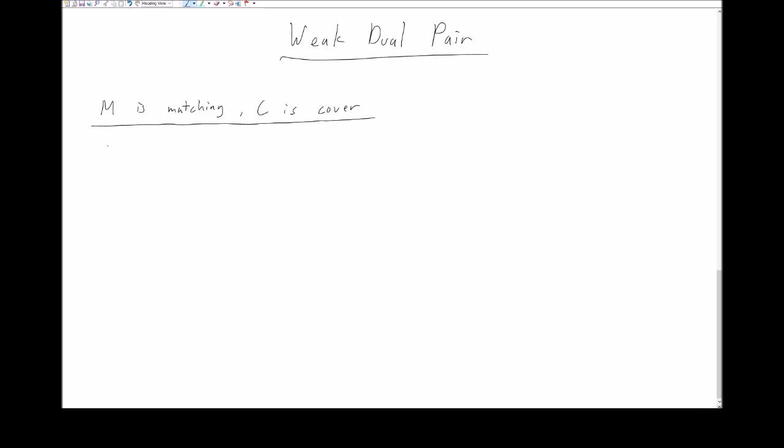So we'll pick a particular matching M. And we can write out what M is. M is going to be a set of edges. Let's say V1, V2, V3, V4, all the way up to V_{k-1}, V_k. And because this is a matching, none of these vertices are going to touch one another. That is, none of these edges are going to touch one another. So each one of these vertices is distinct. So V1 through V_k are distinct vertices.